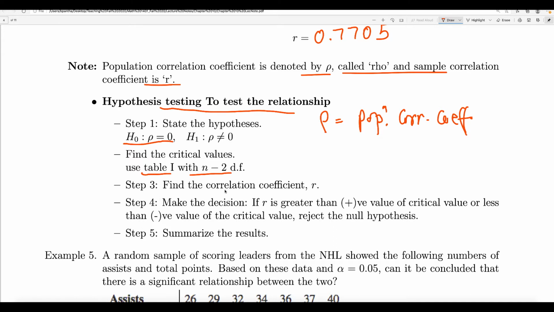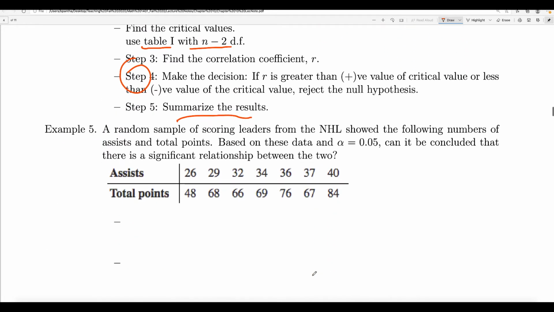Step number 3 is find the correlation coefficient r. We use a calculator to find the correlation coefficient r. Then in step number 4, we make a decision: if r is greater than the positive value of the critical value or less than the negative value of the critical value, then we reject the null hypothesis. And number 5 is summarize the result. Let us do one example and then things will be clear.